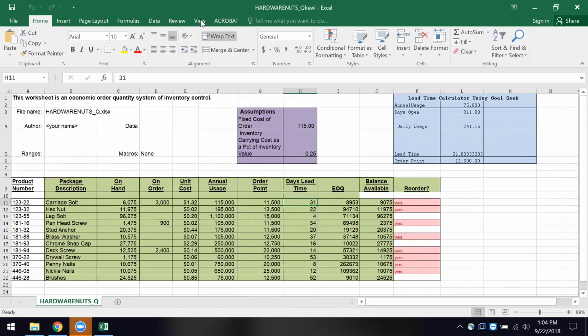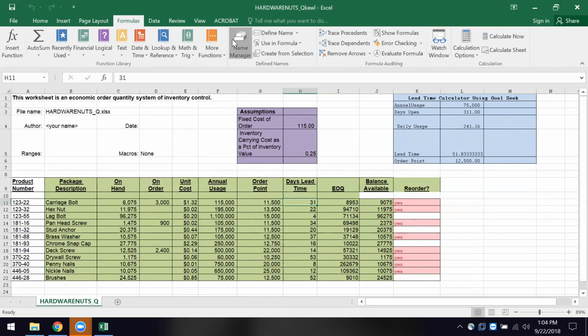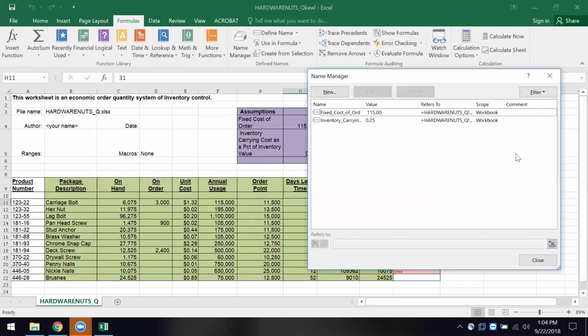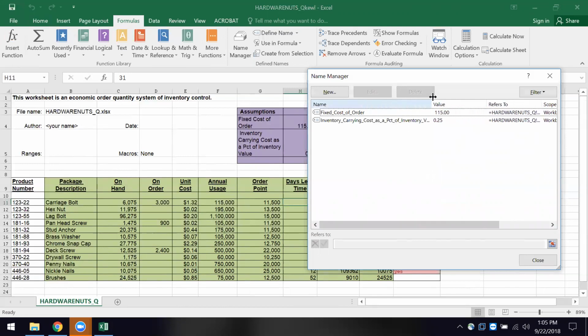Now let's click for a moment. Let's go up here and go over to the formulas, and let's go in and look at the name manager. And we have two identified. Okay, the fixed cost, and we could just scoot this over. The fixed cost of ordering, and carrying cost is a percentage of inventory value.